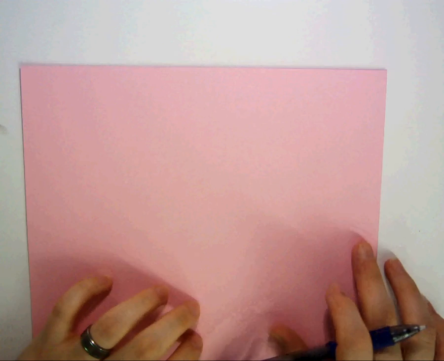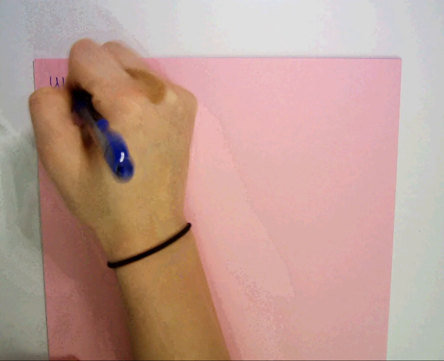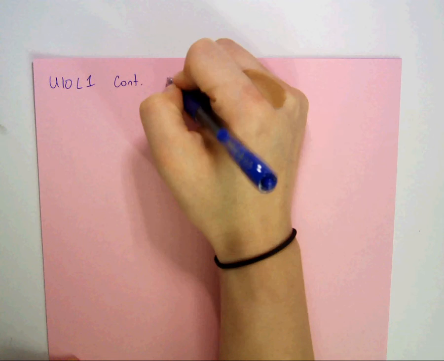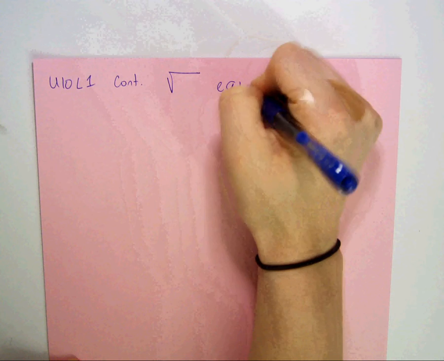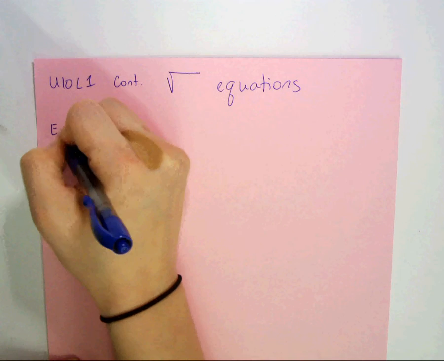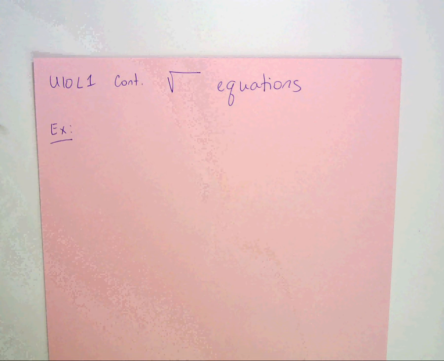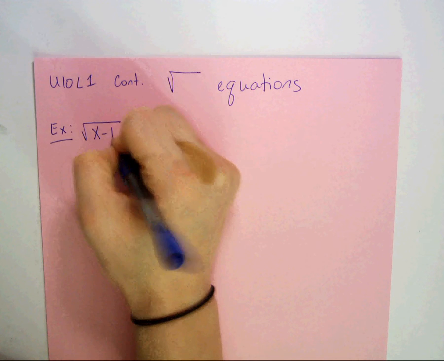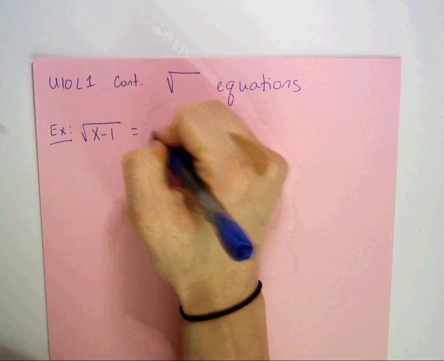Okay, so as promised, carrying on with Unit 10, Lesson 1, looking at some crazy or not so pretty square root equations. So Unit 10, Lesson 1 continued. And again, we're looking at the square root equations. And so we're just going to jump right in and look at our first crazy example. So let's say we have the square root of x minus 1 equals x minus 7.